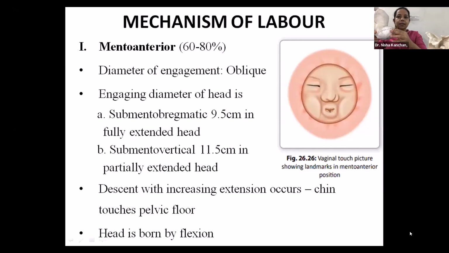Because there is increasing extension, internal rotation and everything else is the same. Delivery is by flexion. The baby's head has extended maximally, so the delivery has to be by flexion. So these are the differences. The differences between left occipito-anterior and left mento-anterior are the engaging diameter of the head, descent with extension, not descent with flexion, and delivery by flexion. These are the only three changes between LOA and LMA. Next slide, please.